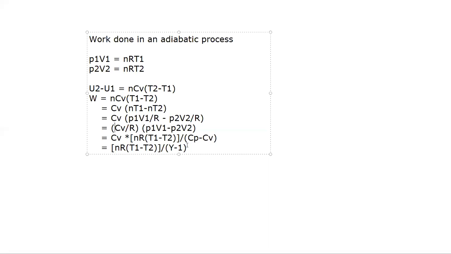Now instead of Cv by Cp minus Cv, we can write 1 by gamma minus 1, because if Cv goes under, it is Cp by Cv, which is gamma, and minus 1. So the expression for work done is nR into T1 minus T2 divided by gamma minus 1. This is the expression for work done in an adiabatic process.